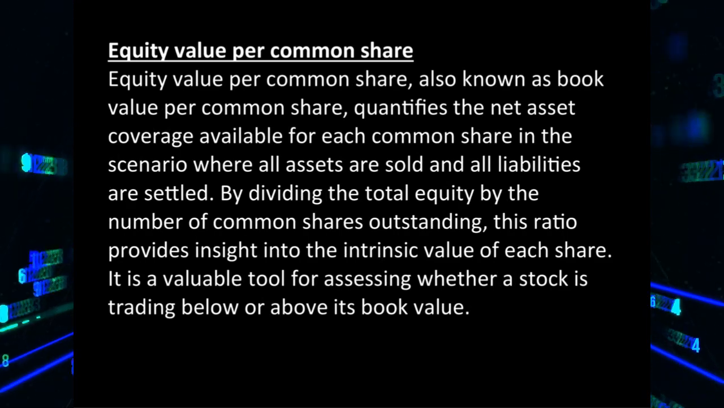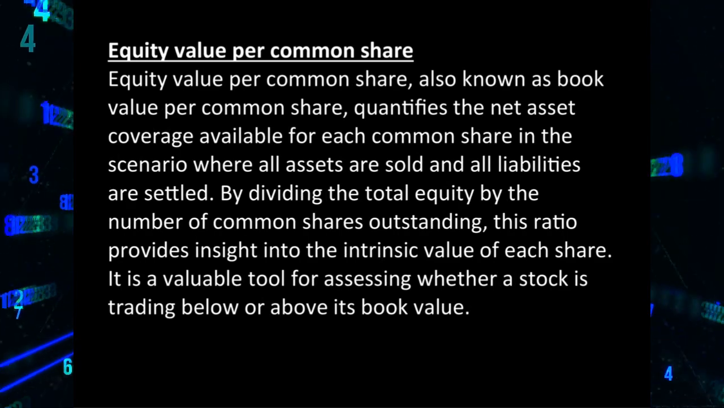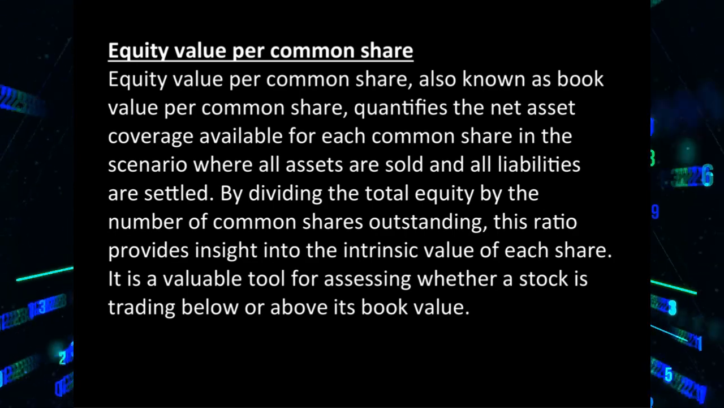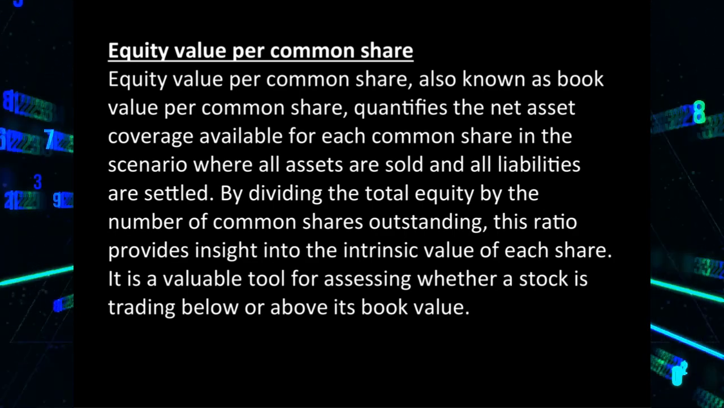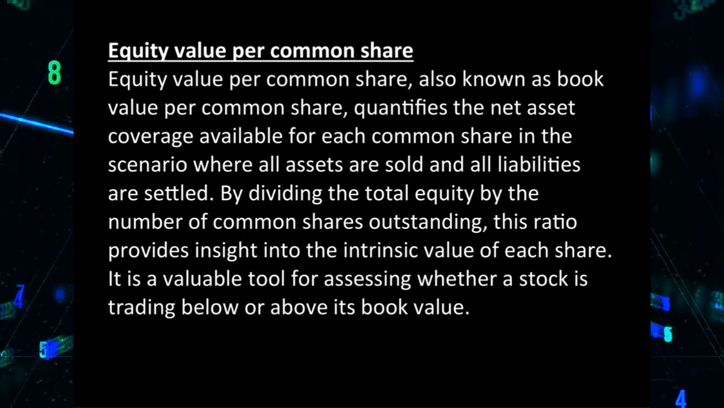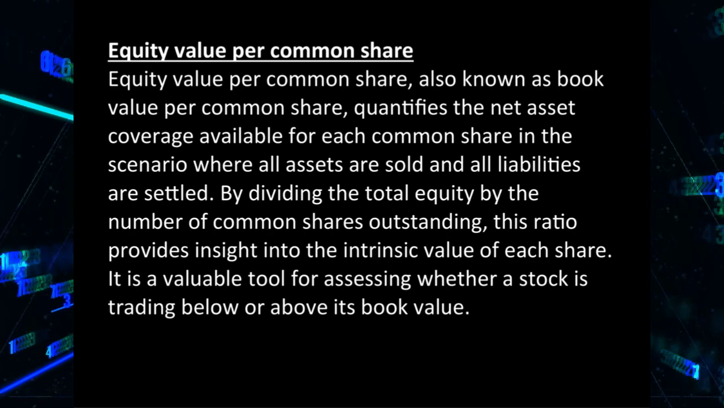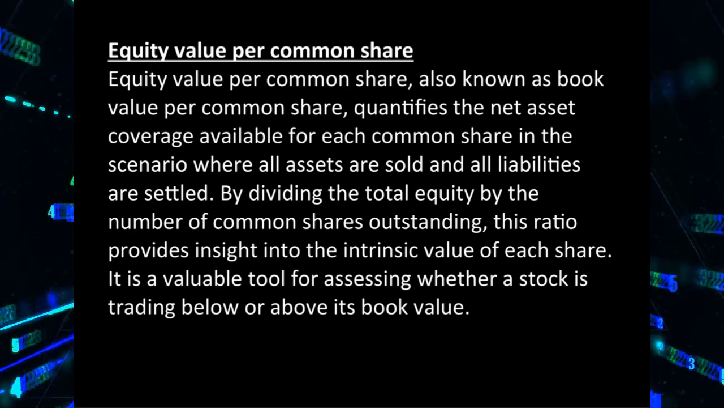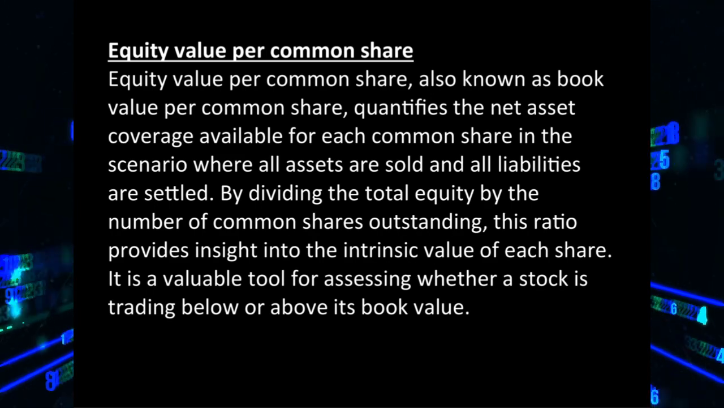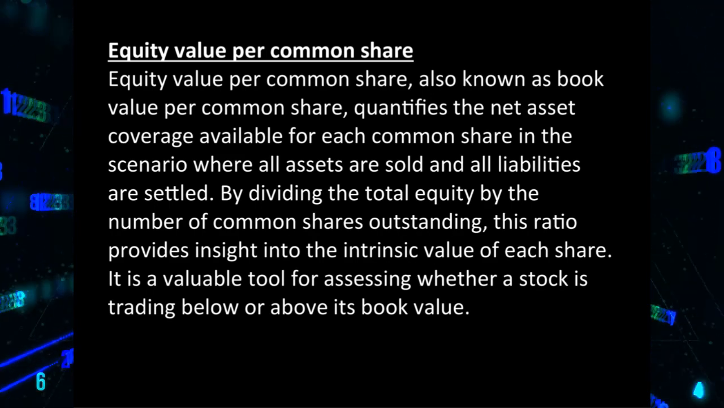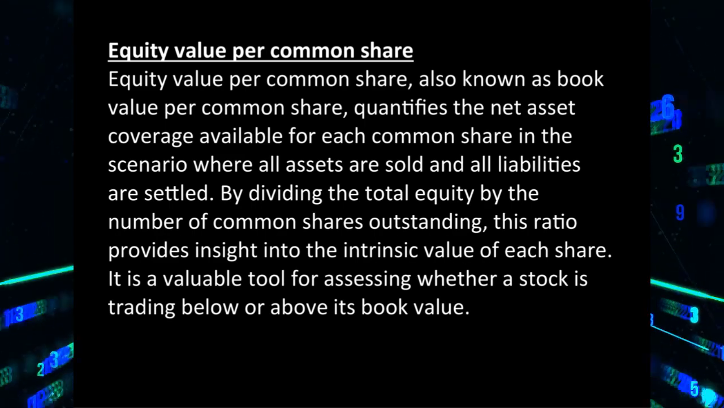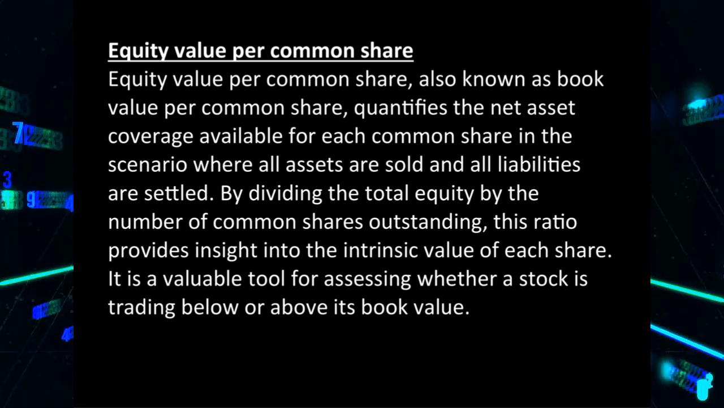Equity value per common share. Equity value per common share, also known as book value per common share, quantifies the net asset coverage available for each common share in the scenario where all assets are sold and all liabilities are settled. By dividing the total equity by the number of common shares outstanding, this ratio provides insight into the intrinsic value of each share. It is a valuable tool for assessing whether a stock is trading below or above its book value.